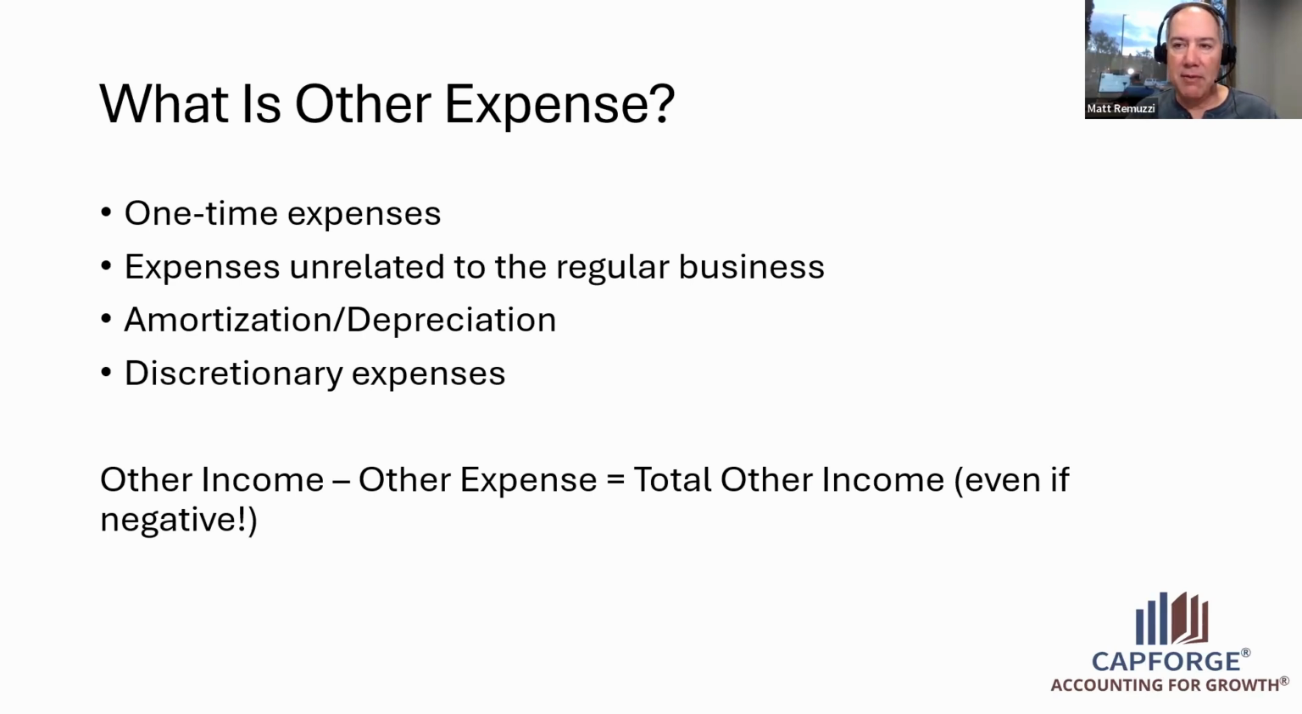And sometimes people get confused. How can my other income be negative? How can I have a loss on other income? Well, because really what they should call this line is total of other income and other expenses, but that would be really long and make the P&L even more confusing. So they just call it total other income, but just recognize that if your other expenses are greater than your other income, your total other income could be a negative number.